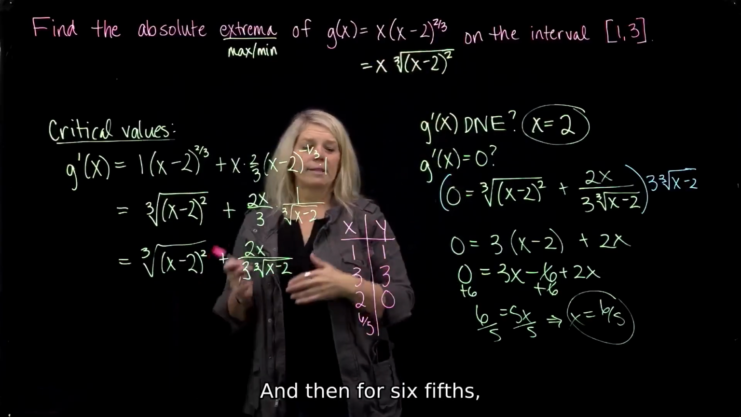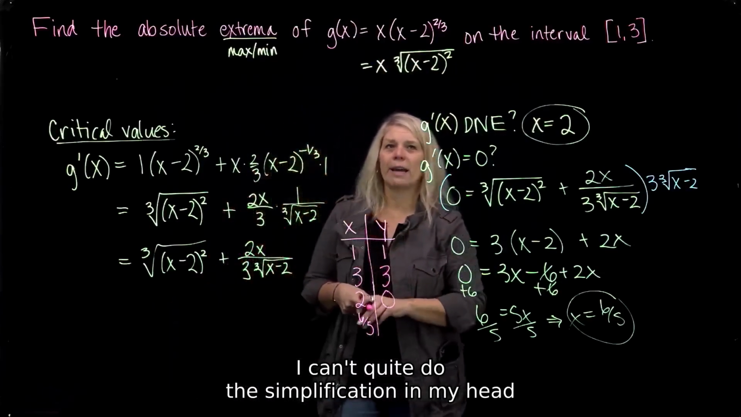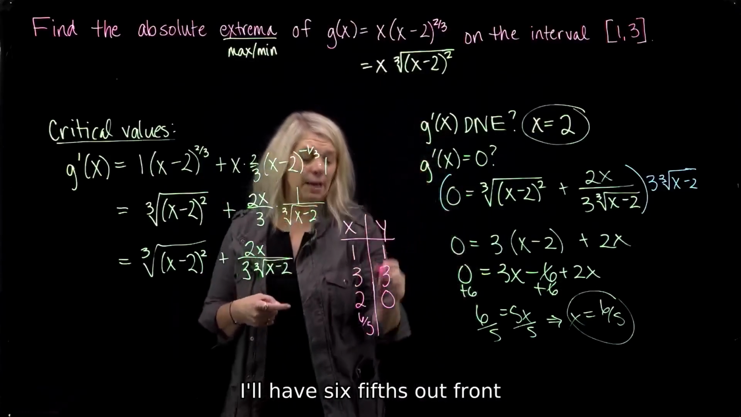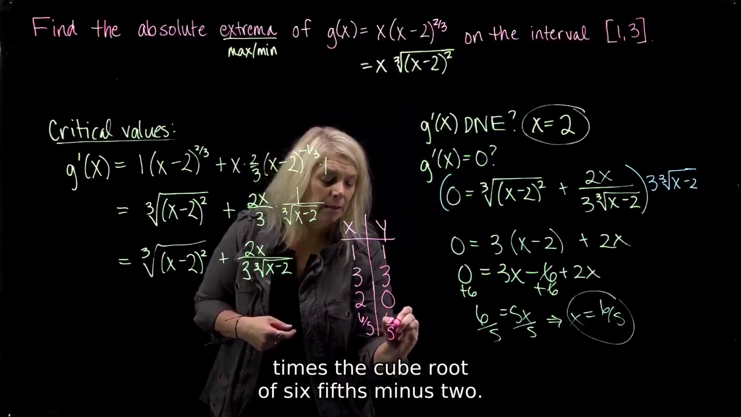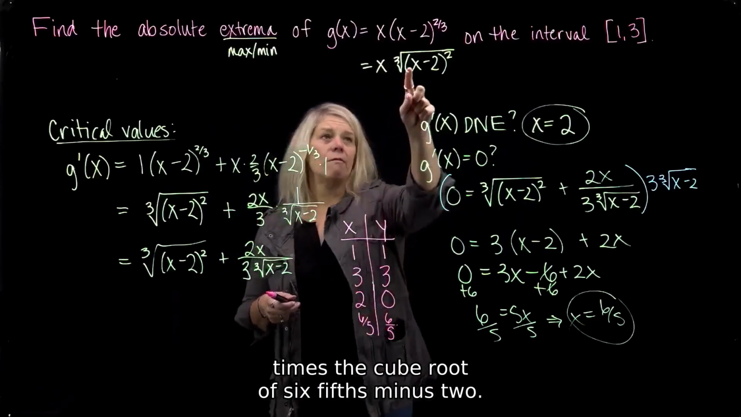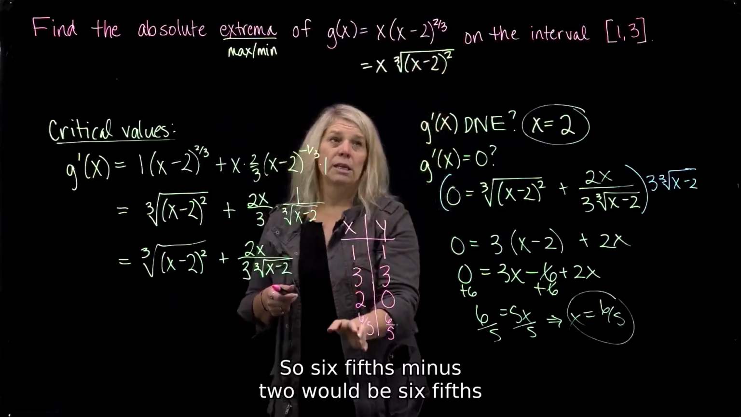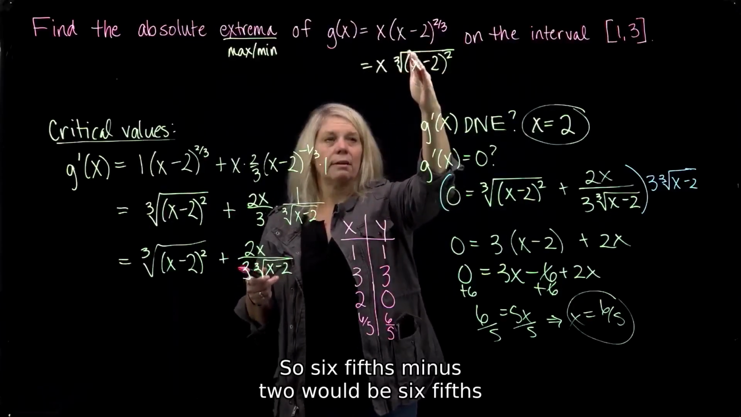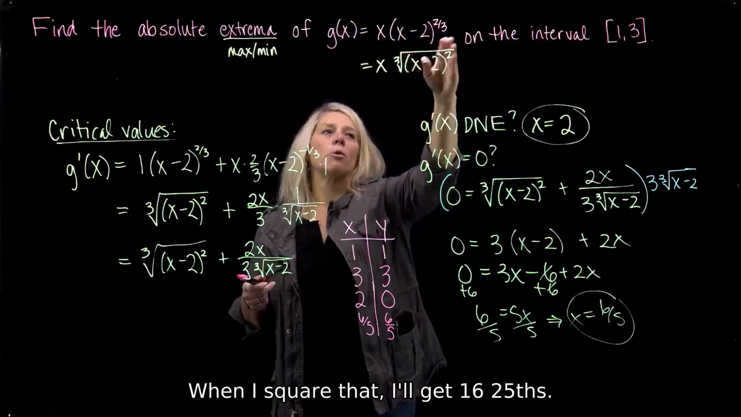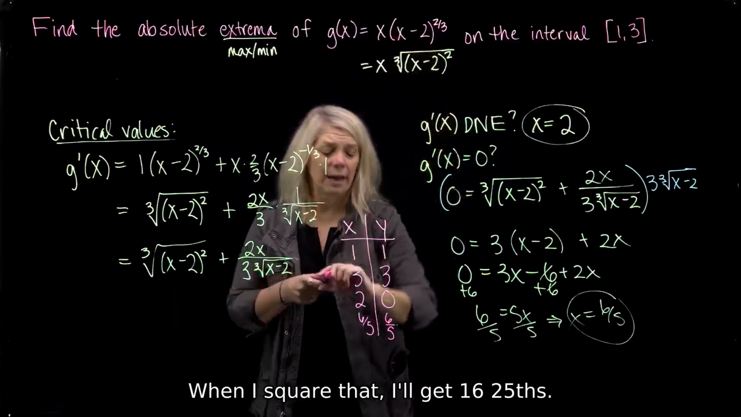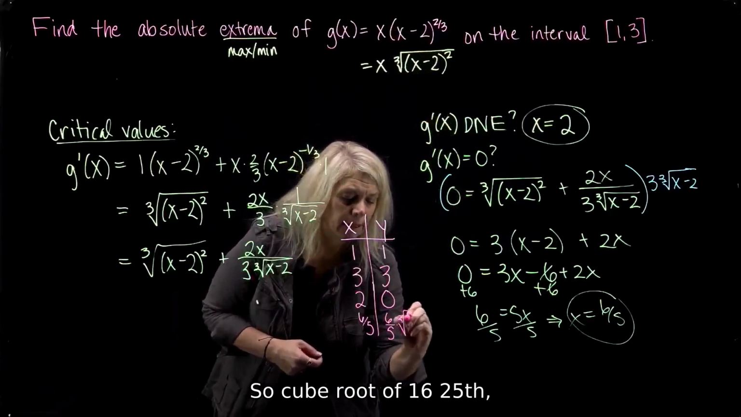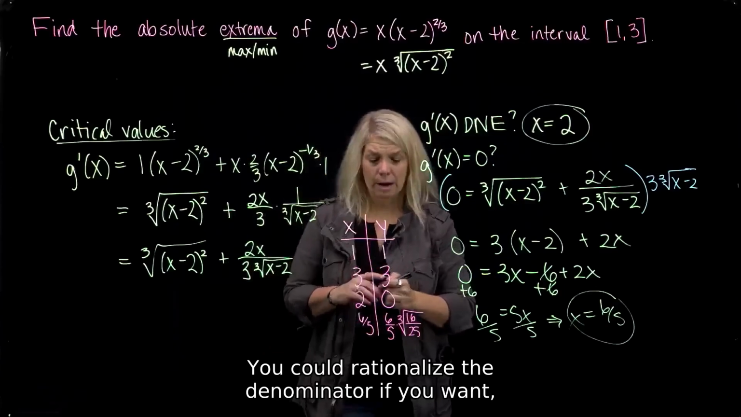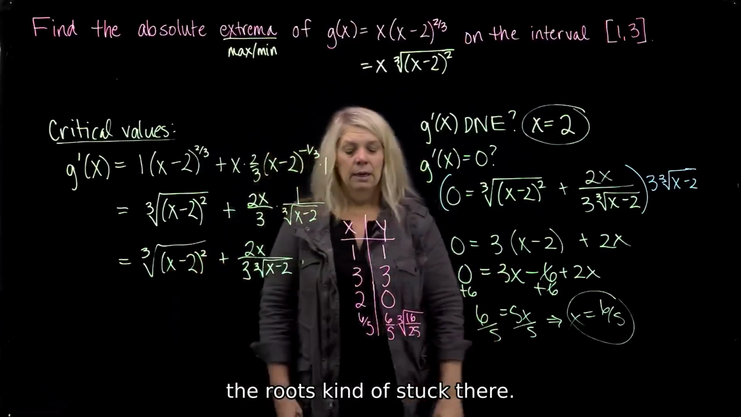And then for 6/5, I can't quite do the simplification in my head and get such a nice answer here. When we plug in 6/5, I'll have 6/5 out front times the cube root of 6/5 minus 2. So 6/5 minus 2 would be 6/5 minus 10/5, right? So negative 4/5. When I square that, I'll get 16/25. So cube root of 16/25, that's about as much as I can simplify it. You could rationalize the denominator if you want, but since these are not perfect cube roots, kind of stuck there.